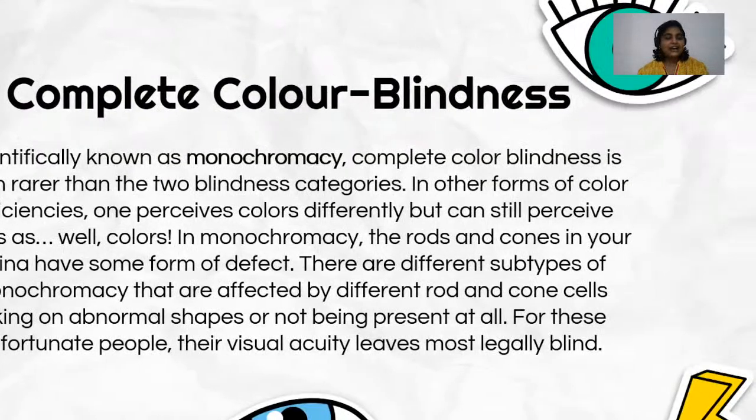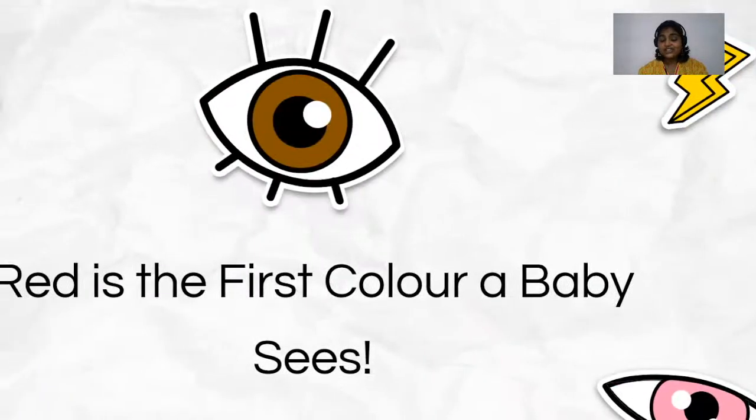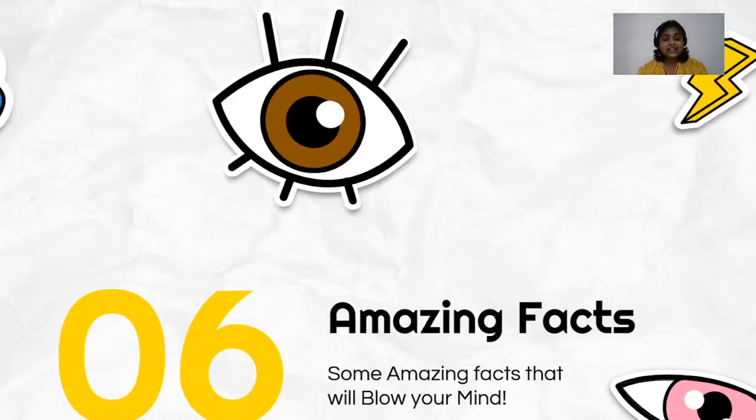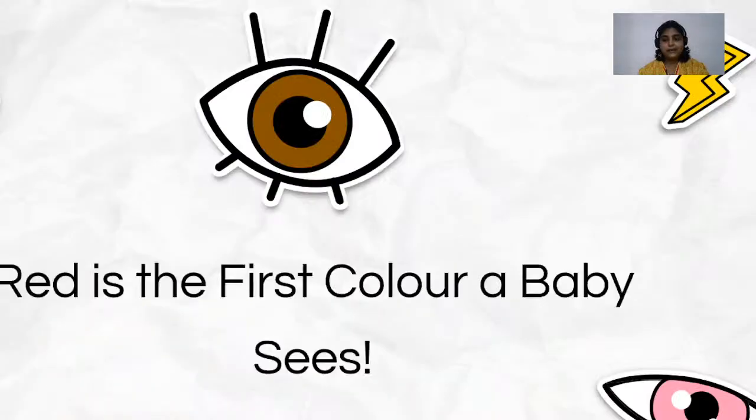Let us now get into certain information regarding monochromacy, that is nothing but complete color blindness. Complete color blindness is much rarer than the other two categories. You can get back to the slide and recall, as I mentioned, that they are red-green and blue-yellow. So complete color blindness is much rarer than red-green as well as blue-yellow color blindness.